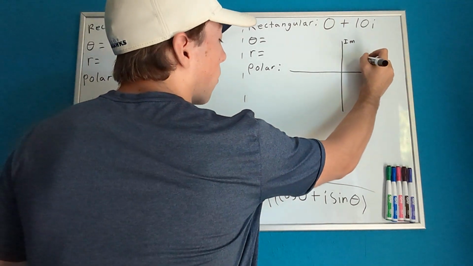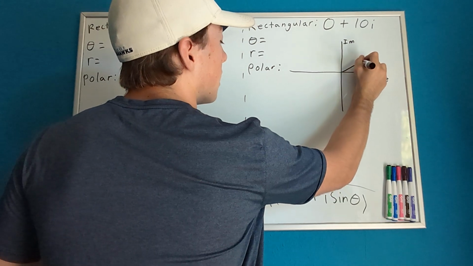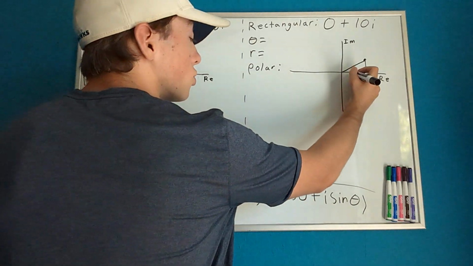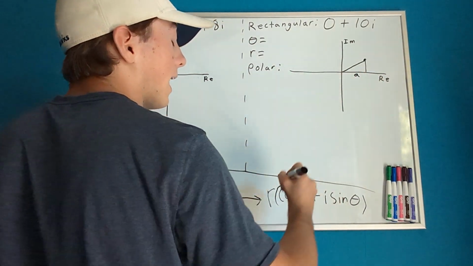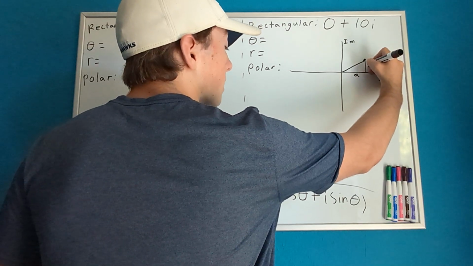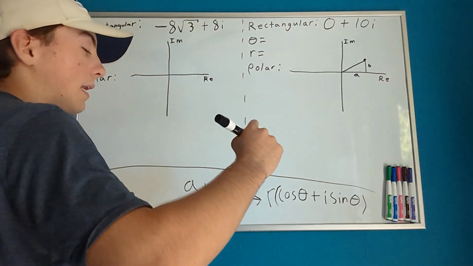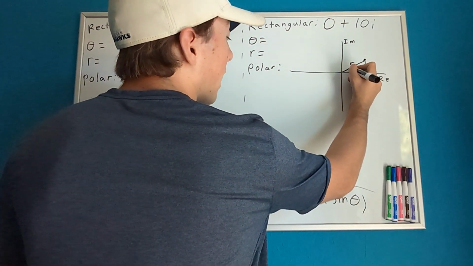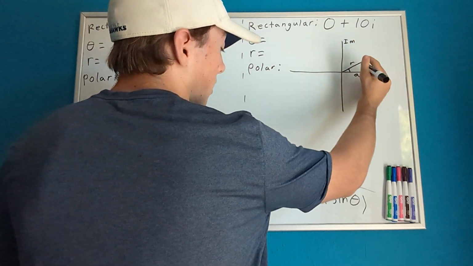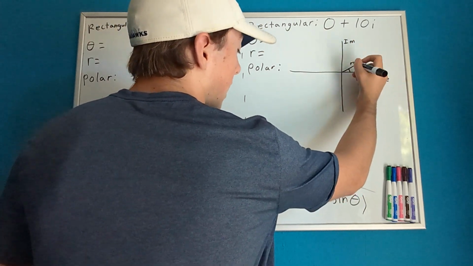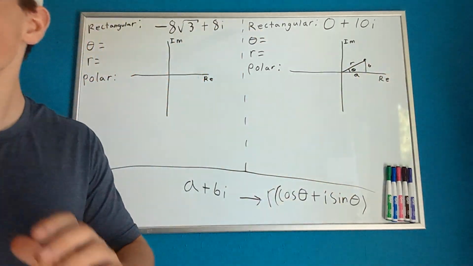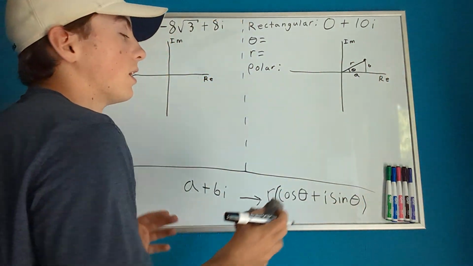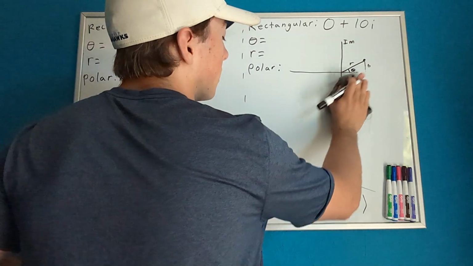Well, if we have some point on the complex plane, and let's make that a right triangle, the distance traveled on the x-axis will be our a. The distance traveled on the y-axis, or the imaginary axis, will be our b. Our hypotenuse is going to be our r. And the angle made with this line is our theta. So what we want to do is have these two values and find these two values. If we can do that, then we can very easily turn it into this form here.